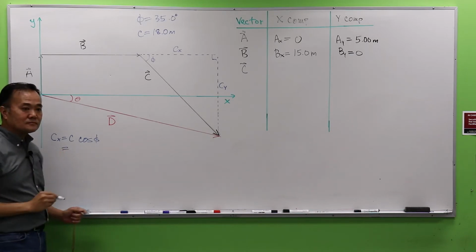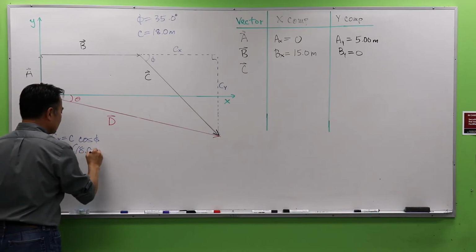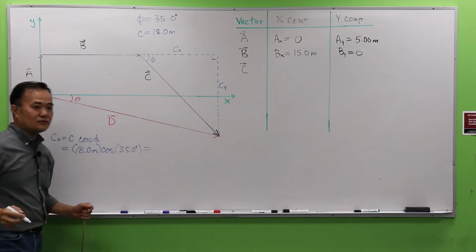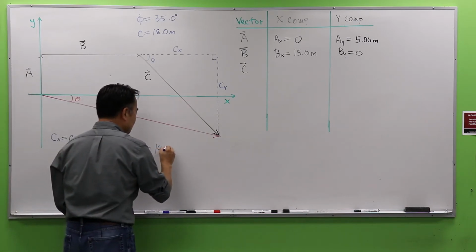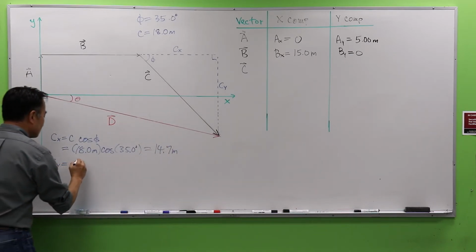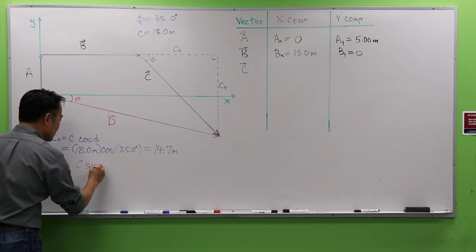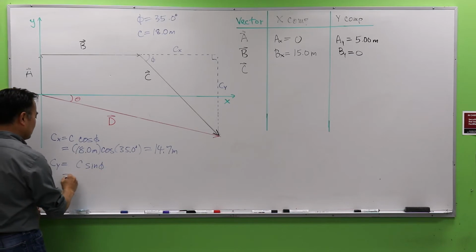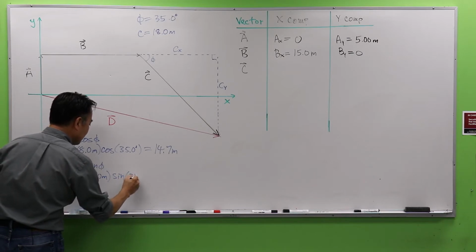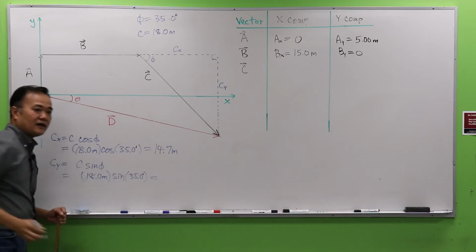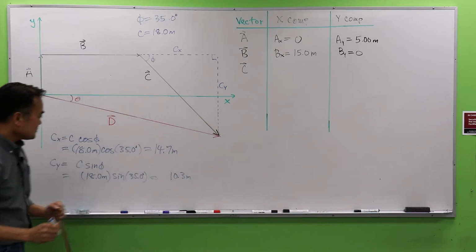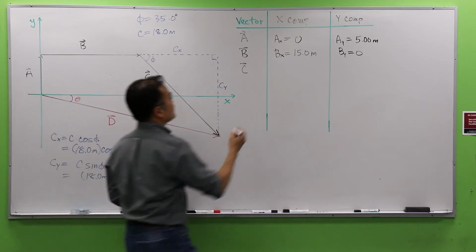And that's 18.0 meters cosine 35.0 degrees, and that works out to 14.7 meters. Okay, and likewise, the y component is magnitude times sine phi, which is 18.0 meters times sine of 35.0 degrees, and that works out to 10.3 meters. Right. So I'm going to put those in here.